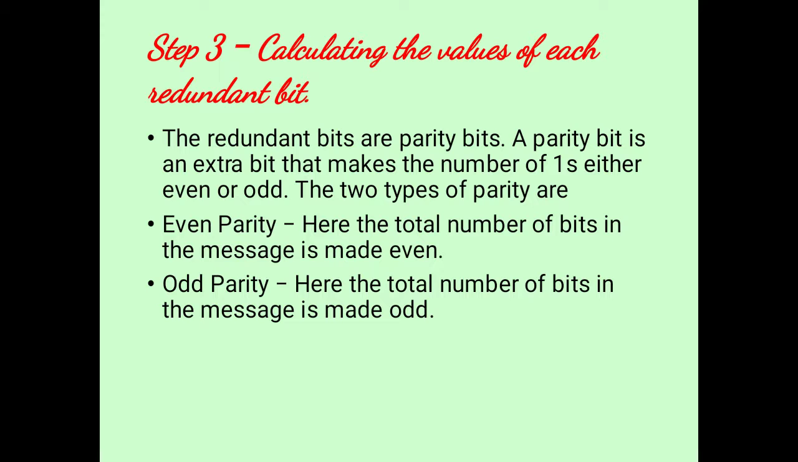Step number 3 is calculating the values of each redundant bit. Now you have assigned redundant bits at specific positions. Now you have to calculate the values of each of the redundant bits, that is R1, R2, R3, R4, R5 and so on. The redundant bits are parity bits. A parity bit is an extra bit that makes the number of ones either even or odd. We have already discussed what parity bits are and the different types of parity checks, that is even parity and odd parity. In even parity, the total number of ones in the message is made even by setting the parity bit to 1. In odd parity, the total number is made odd by setting it to 1.